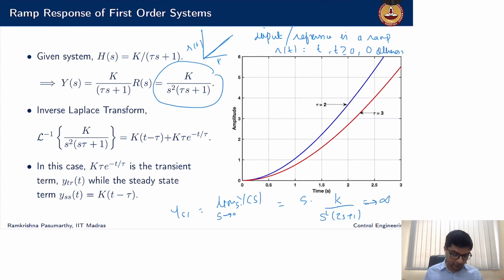Okay, and you can also see this in the time domain. The transient response still dies down. This will go to 0. Well, the steady state has something like this: k times t minus tau, it just keeps increasing, right? So this is with tau.